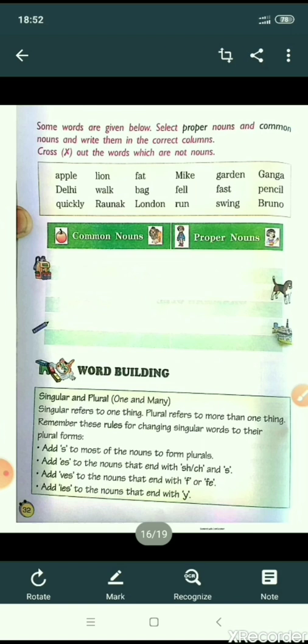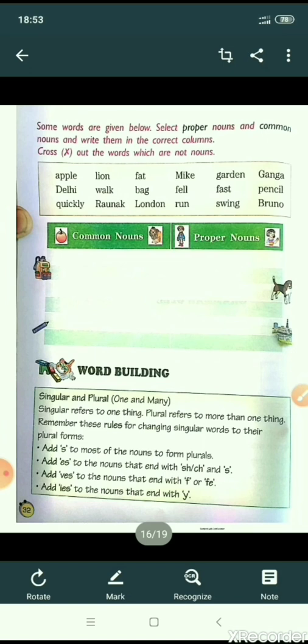So let's do. First one is apple. So apple is a common noun because all the apples are called apple. It's a common name for all the apples. So we will write it under common nouns. Then lion. Lion is also a common noun. Why? Because all the lions are called lion. Lion is a common name for all the lions. So we will write it under common noun.